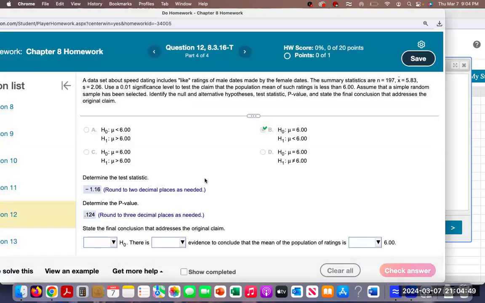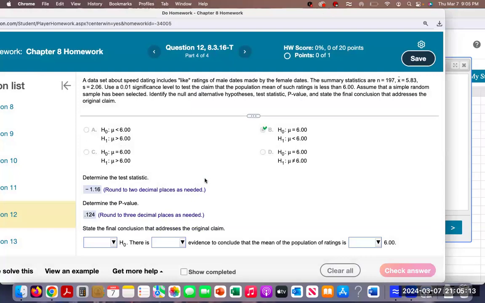Now we're going to have to write a conclusion. If the p-value is less than or equal to the significance level, we're going to reject the null. If the p-value is greater than the significance level, we're not going to reject the null. Then we use this information to state a final conclusion that addresses the original claim, with wording that can be understood by those without any knowledge of statistical procedures.